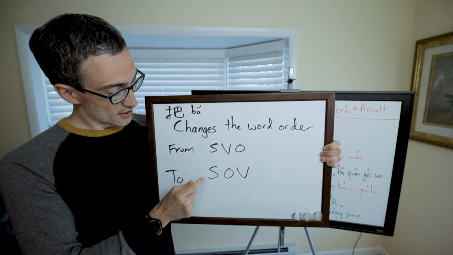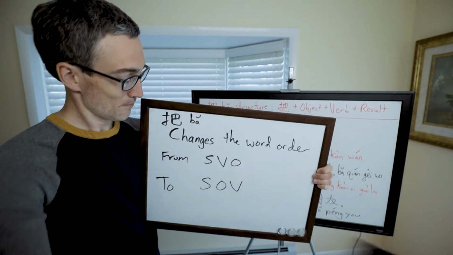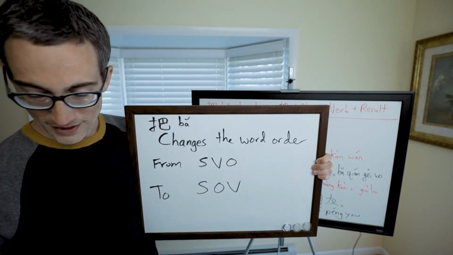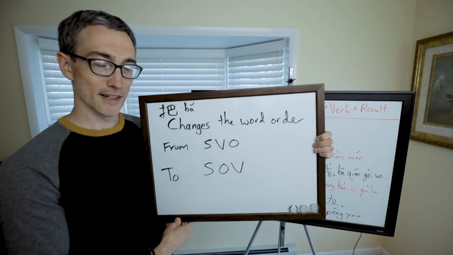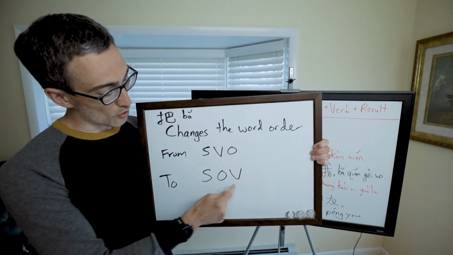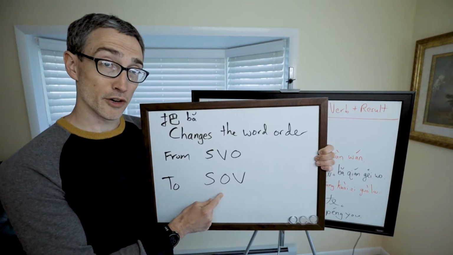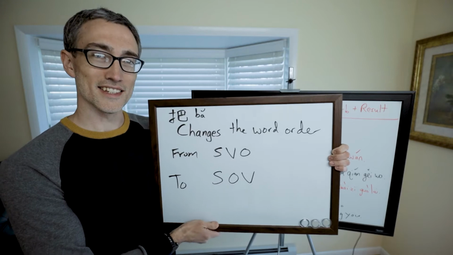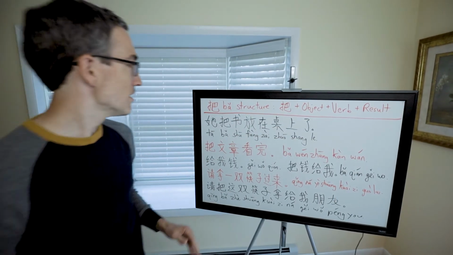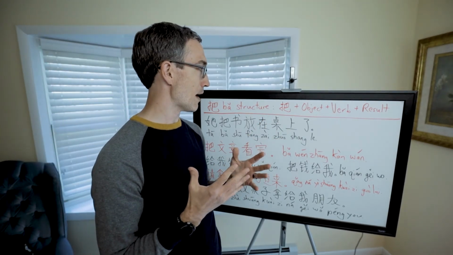It changes. It looks like I messed this up. Where's my eraser? Oh no, I didn't. There it is. SOV. I thought I wrote the same thing twice. My eyes are playing tricks on me. It changes it from SVO to SOV, subject, object, verb. Now the object comes before the verb, and we'll see this in a couple of examples here on the big board.